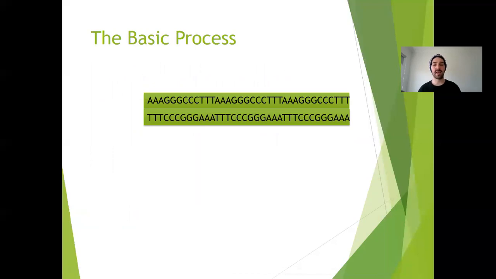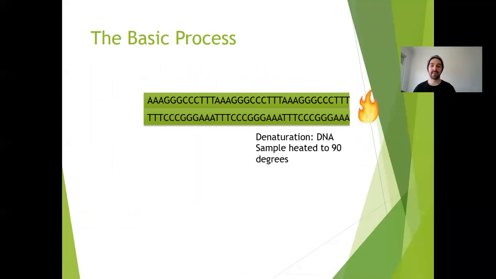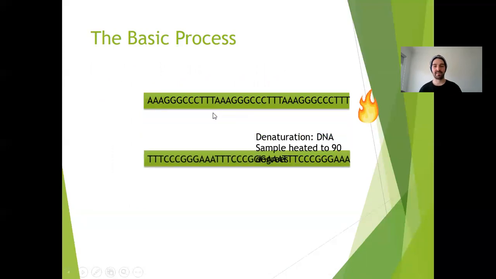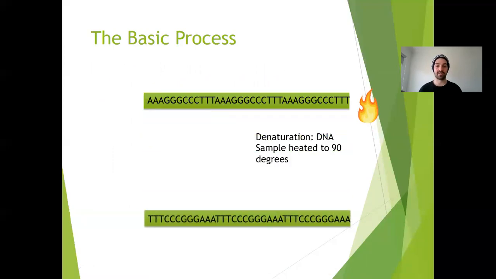So the first stage is denaturation. We heat the DNA sample to 90 degrees, and that breaks the hydrogen bonds between the complementary base pairs. When we heat those bonds, we end up separating the double-stranded DNA into two single-stranded pieces of DNA.